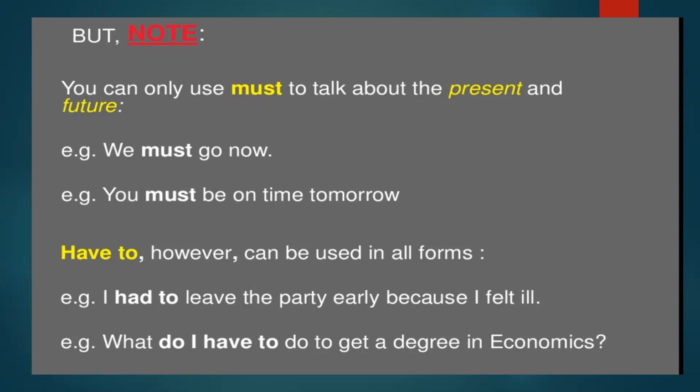Coming to have to, as I said, someone is pressurizing you. Though you don't like it, you have to do it because it's an external force. I have to leave the party early because I felt ill. Here you have left the party because you felt ill. In the second one, what do I have to do to get a degree in economics? You are asking what I have to do to get a degree in economics. So have to is used in all forms.